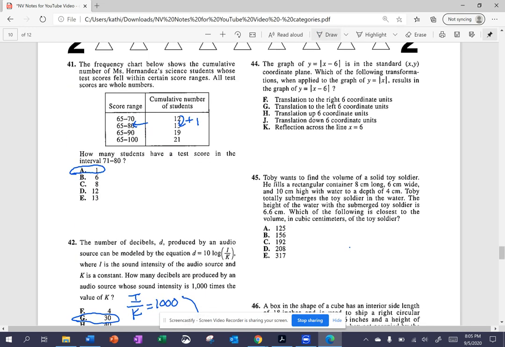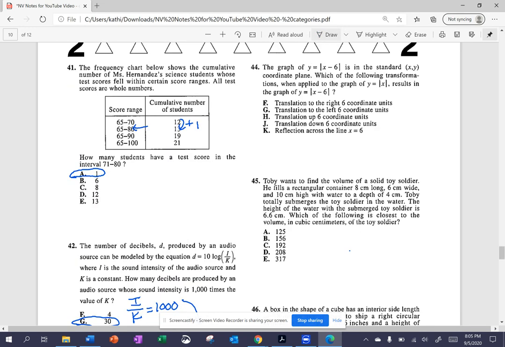44. The graph of y equals the absolute value of x minus 6 in the standard xy coordinate plane. Which of the following transformations, when applied to the graph of y equals the absolute value of x, results in the graph of y equals the absolute value of x minus 6?